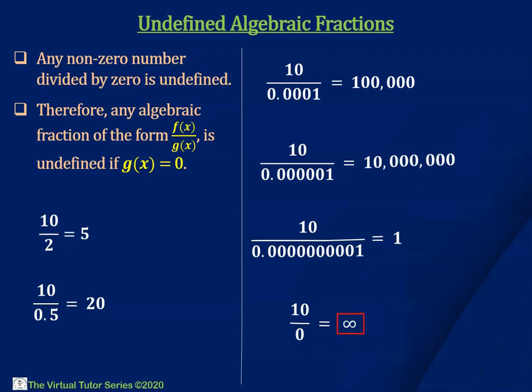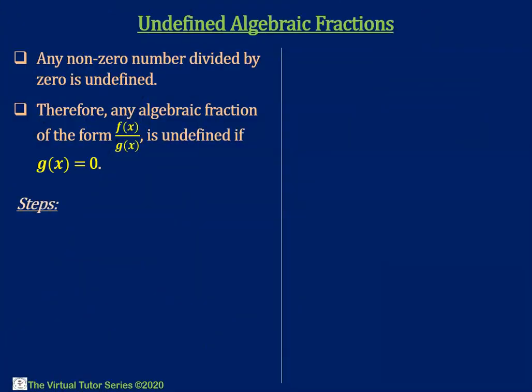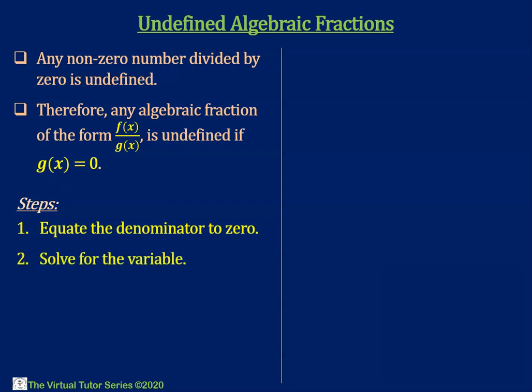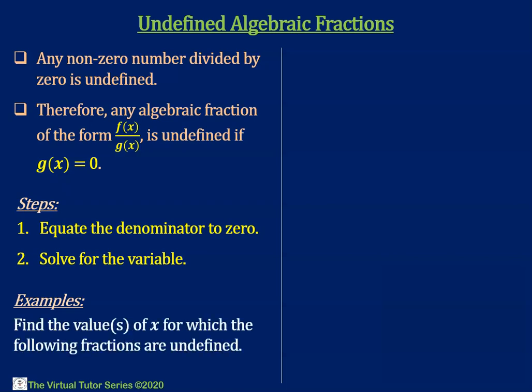We can therefore determine the value or values for which a given algebraic fraction is undefined by simply equating the denominator to 0 and solving for the variable. Let's consider the following examples. Find the value or values of x for which the following fractions are undefined.